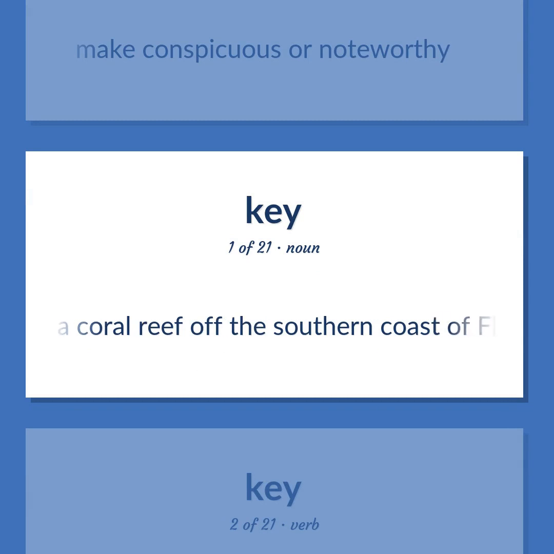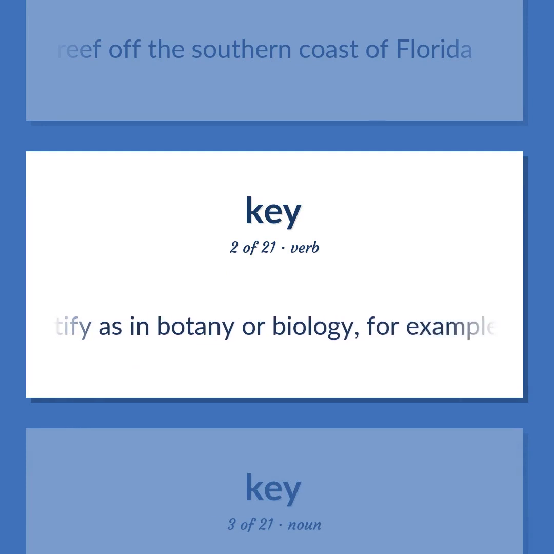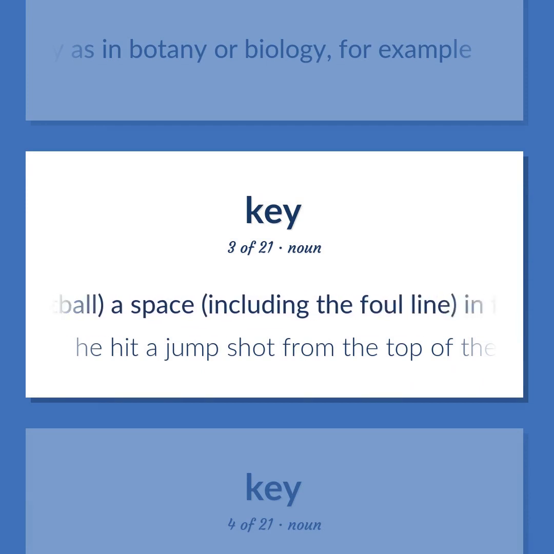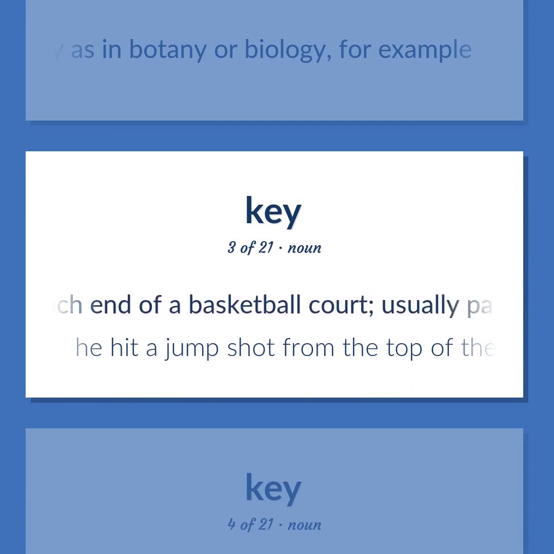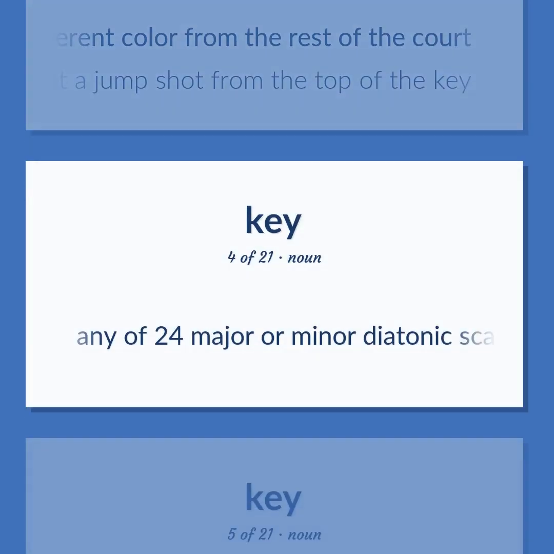A coral reef off the southern coast of Florida. Identify as in botany or biology, for example. Basketball. A space, including the foul line, in front of the basket at each end of a basketball court, usually painted a different color from the rest of the court. He hit a jump shot from the top of the key.